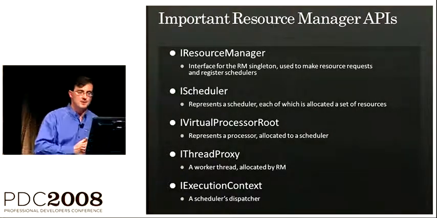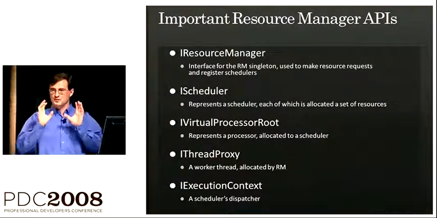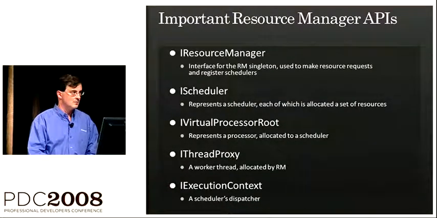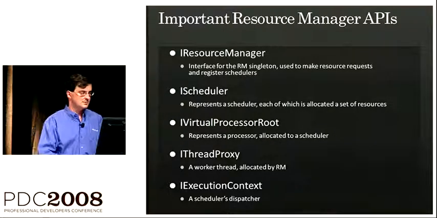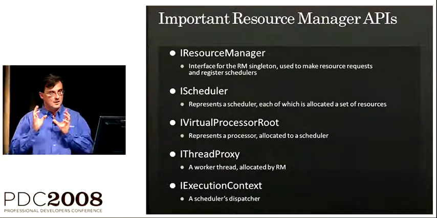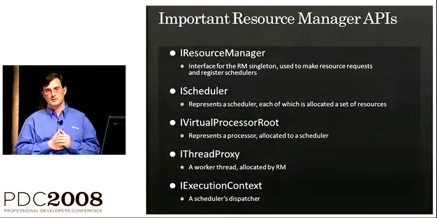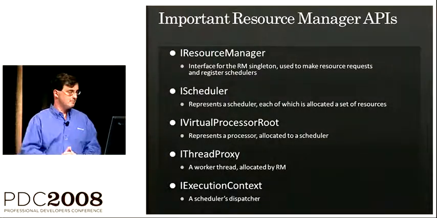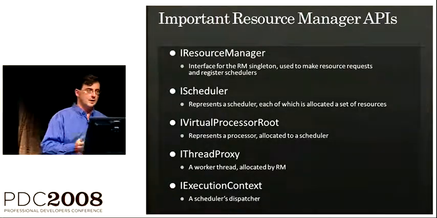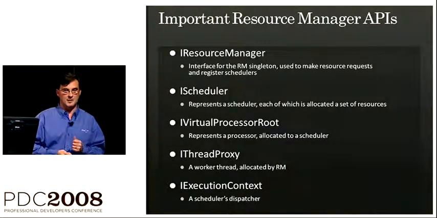The resource manager APIs that are important are IResourceManager. And again, we're using COM-style naming conventions here. It's all capitalization here. IResourceManager is an interface for the RM singleton. Again, it's a singleton per process. And you use this to make requests and register your schedulers with the RM. We have IScheduler, which represents a scheduler. And the RM is going to use that interface to call back, to give you threads, to demand that you give them back, and so on and so forth.